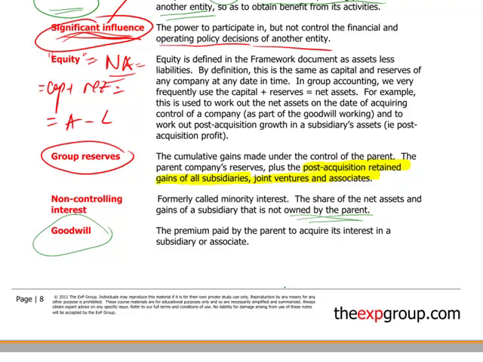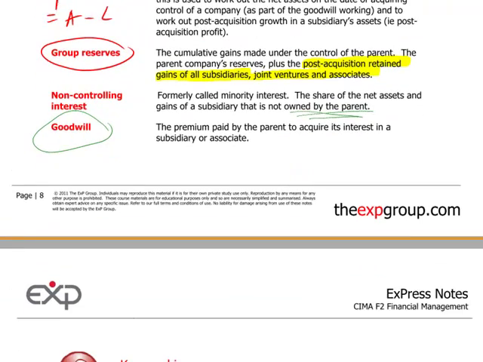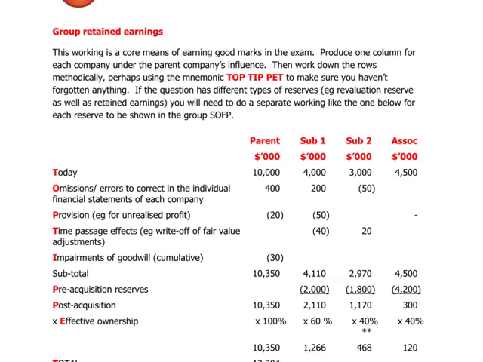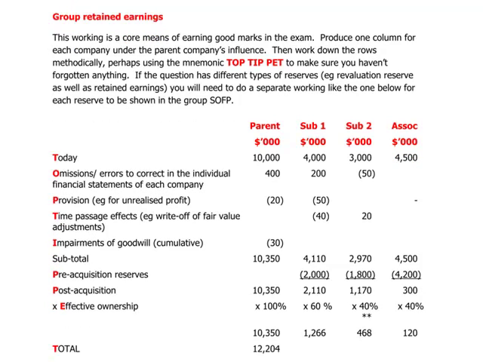Make sure you do practice questions, but don't fall in love with consolidations and aim to get 100% for them, because remember, there is 65% of your syllabus made up of various other standards. So please keep the right balance, and do remember it's 35% of your syllabus. I'm not saying it's negligible, but I'm saying don't aim to get it perfect. Get the key principles. So what are the key workings that you need for consolidation? Well, one of them is group retained earnings, one is goodwill calculation, one is non-controlling interest, and one is consolidated reserves.